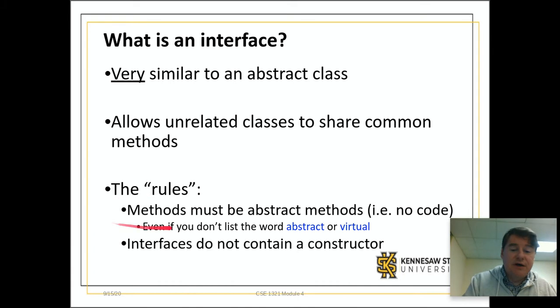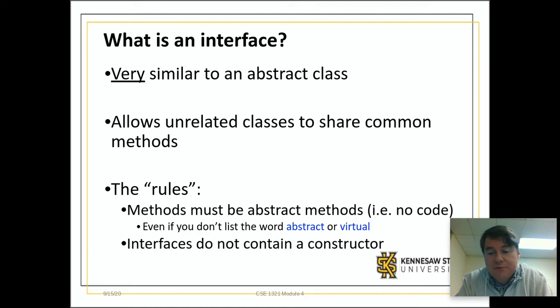Well, the first rule is that all methods inside an interface must be abstract, period. This is very different than an abstract class. If you've just watched the abstract video, you remember in there, I wrote a class that was abstract. Some of the methods had code, some of the methods did not. That is allowed in an abstract class. It is not allowed in an interface. All methods in an interface are considered abstract. You cannot have any code.